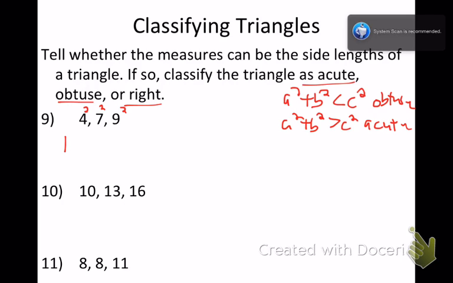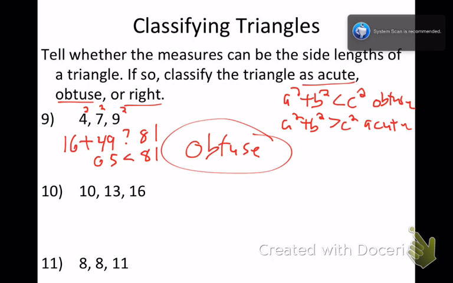So I'm going to say 4 squared plus 7 squared, and I'm comparing to 9 squared. 4 squared is 16. 7 squared is 49. Now I'm comparing that to 81. What's 16 plus 49? 65. 65 is less than 81. So that's going to be an obtuse triangle. So how do you get right? If they're equal.